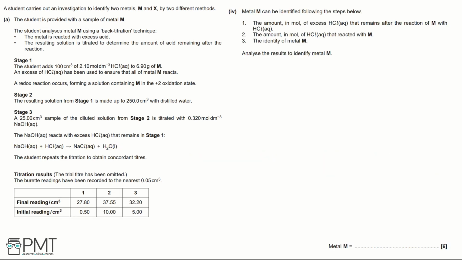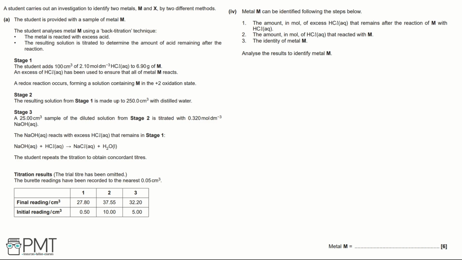Part 4. Metal M can be identified following the steps below. 1. The amount in moles of excess hydrochloric acid that remains after the reaction of M with hydrochloric acid. 2. The amount in moles of hydrochloric acid that reacted with M. 3. The identity of metal M. Analyse the results to identify metal M.